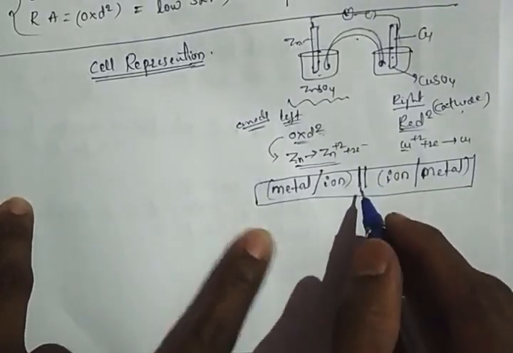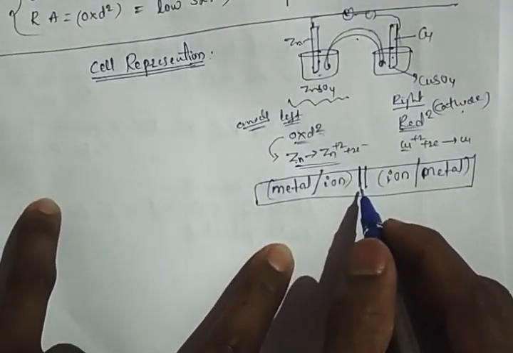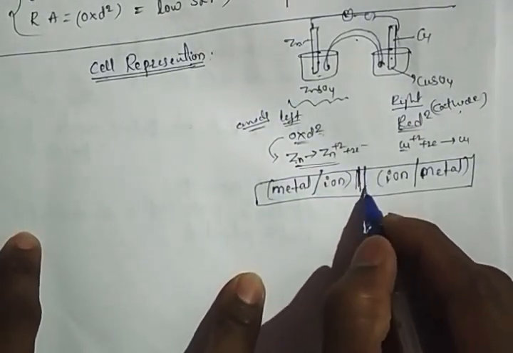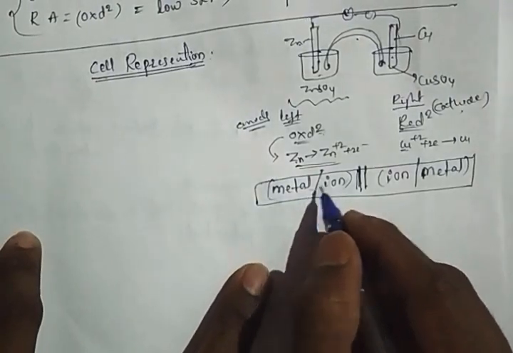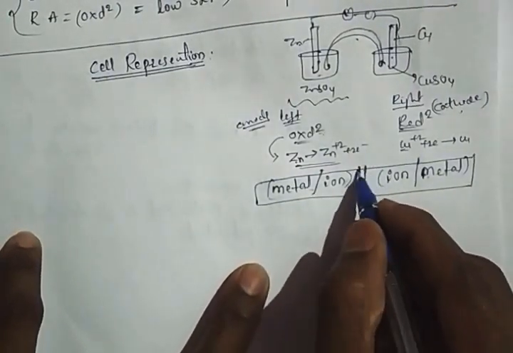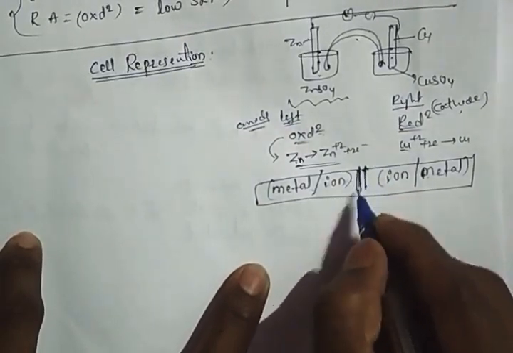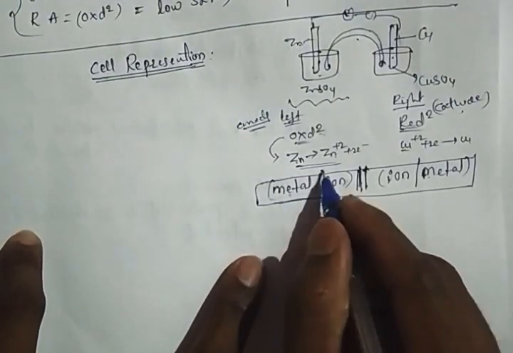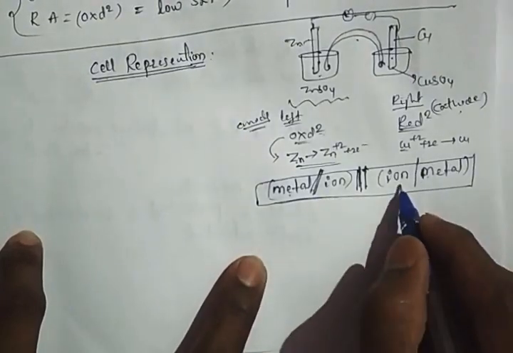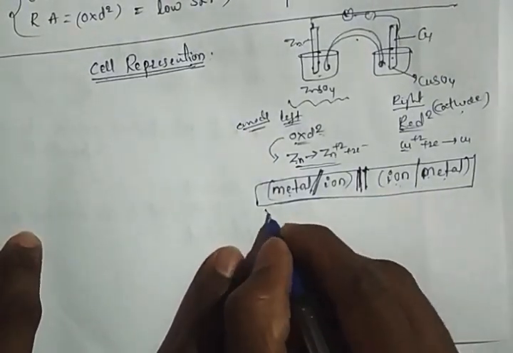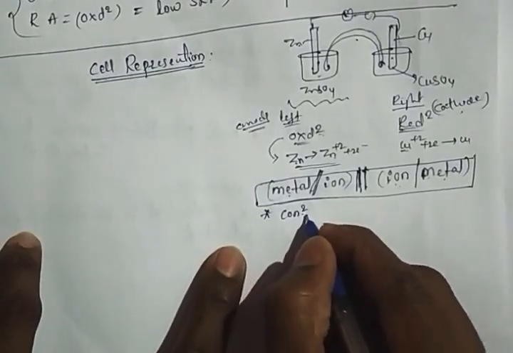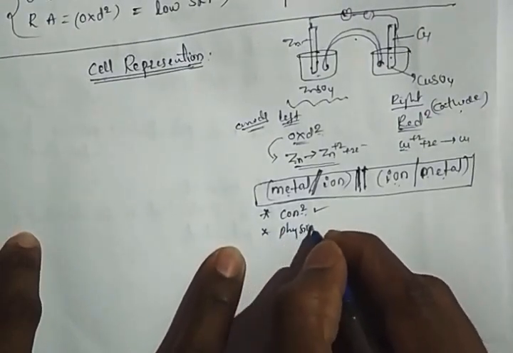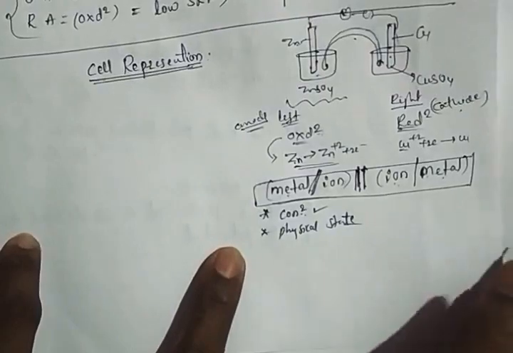See, it is very simple. How are we going to represent a cell? The cell can be represented by separating the oxidation half cell and the reduction half cell by a salt bridge, which is represented by a double slash. In the oxidation half, first the metal is separated by its ion, whereas in the second case the ion is separated by the metal. And remember, the concentration of the ion should be mentioned, and the physical state also needs to be mentioned.